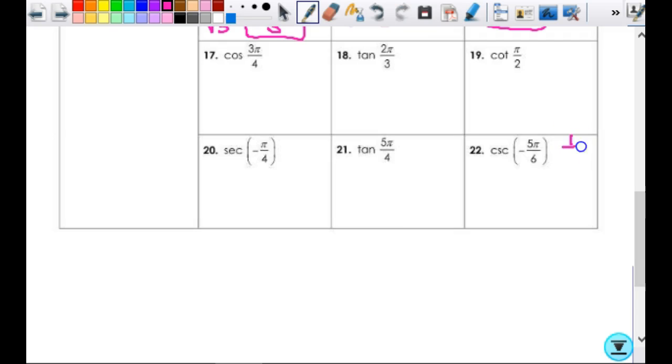Reciprocal of what? Sine. So it's 1 over the sine of theta. Negative 5 pi sixths, what quadrant am I in? Third. Because if I'm here, this would be 6 pi sixths, but I don't quite make it, so I'm down here in the third quadrant. So I'm in the third quadrant.